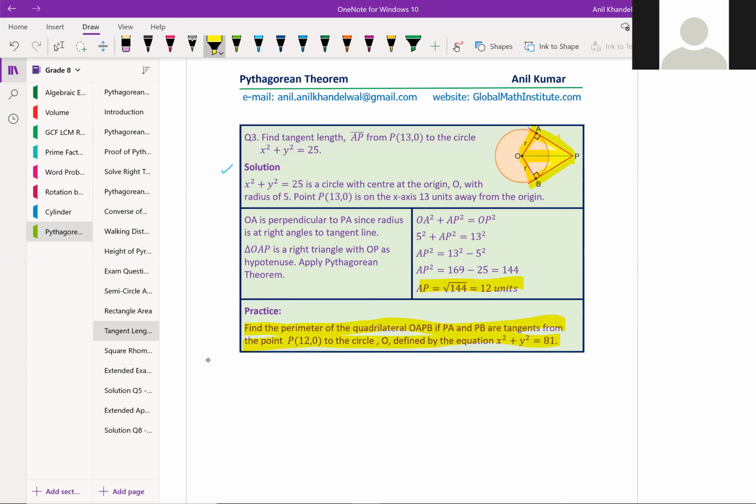Okay. And in this case, you are given P is not at 13, it is at 12. Do you see? 12 and 9 will not give you that triple, so you will end up with radicals. And then you need to find the perimeter. That means these two sides are 9, right? 9 squared is 81. So you'll add them up and find the answer. It's a very good question here.